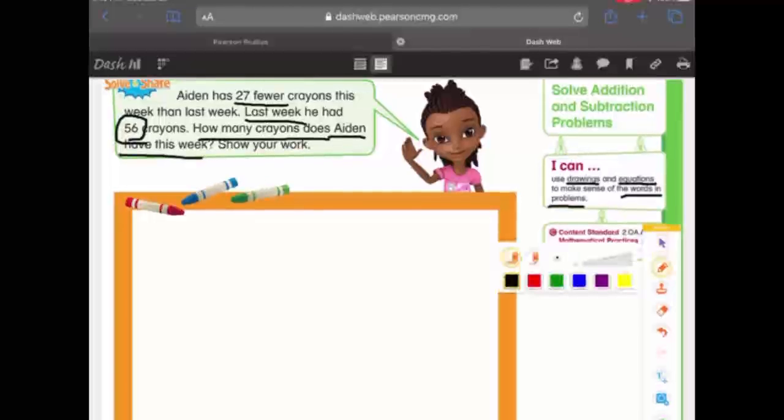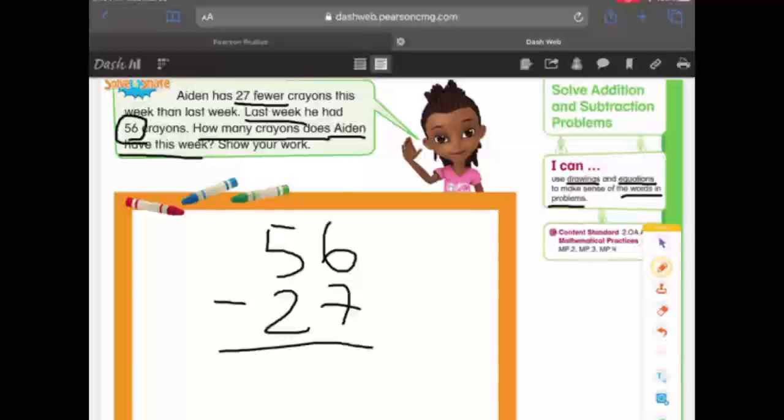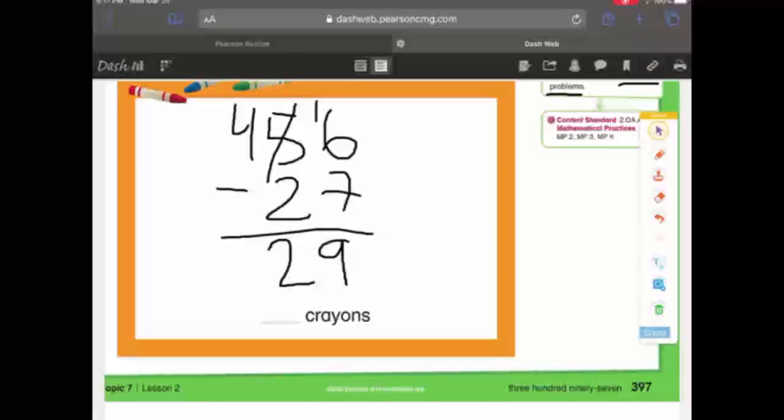Here's one way I could solve that. I know that last week he had 56, and something happened. Maybe he gave away or lost 27 of them. I can make an equation. I need to regroup. That 6 becomes a 16. And after solving the equation, we find out that he had 29 crayons this week. Let's go to the next page. Let's go to guided practice.